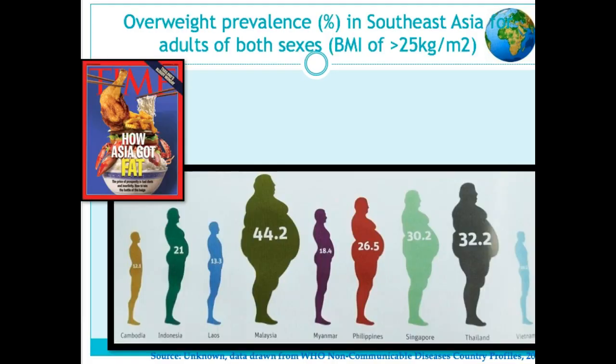And I love this next slide. The overweight prevalence in Southeast Asia for adults of both sexes with a BMI. Look at that BMI. In Thailand it is 32.2. Look at Malaysia, 44.2. And I always share the story. I'll hear this many times.